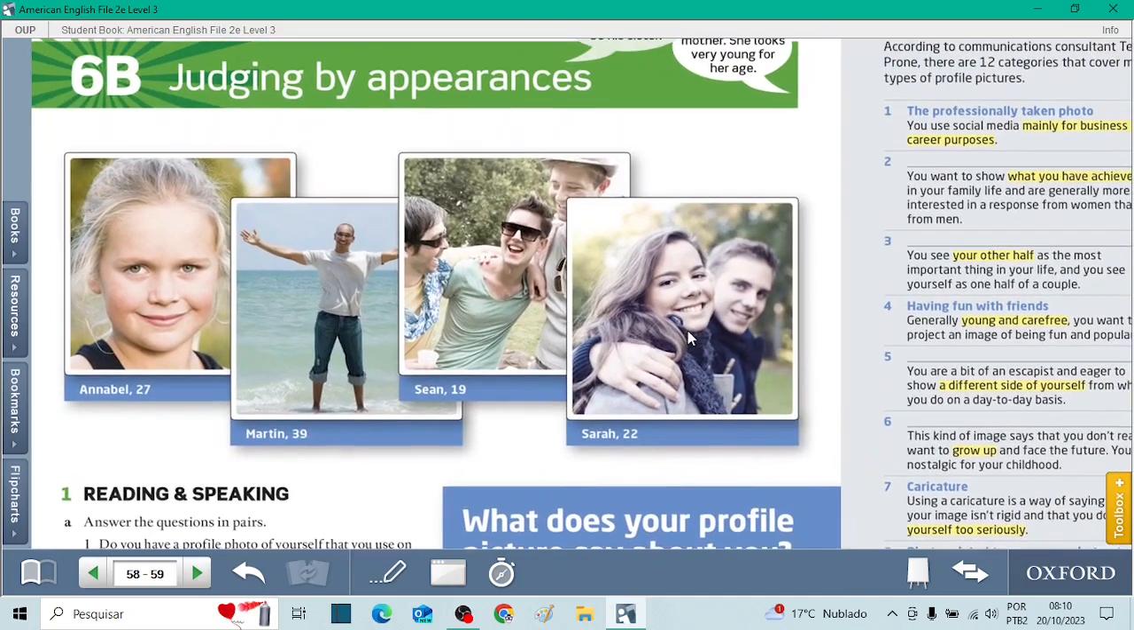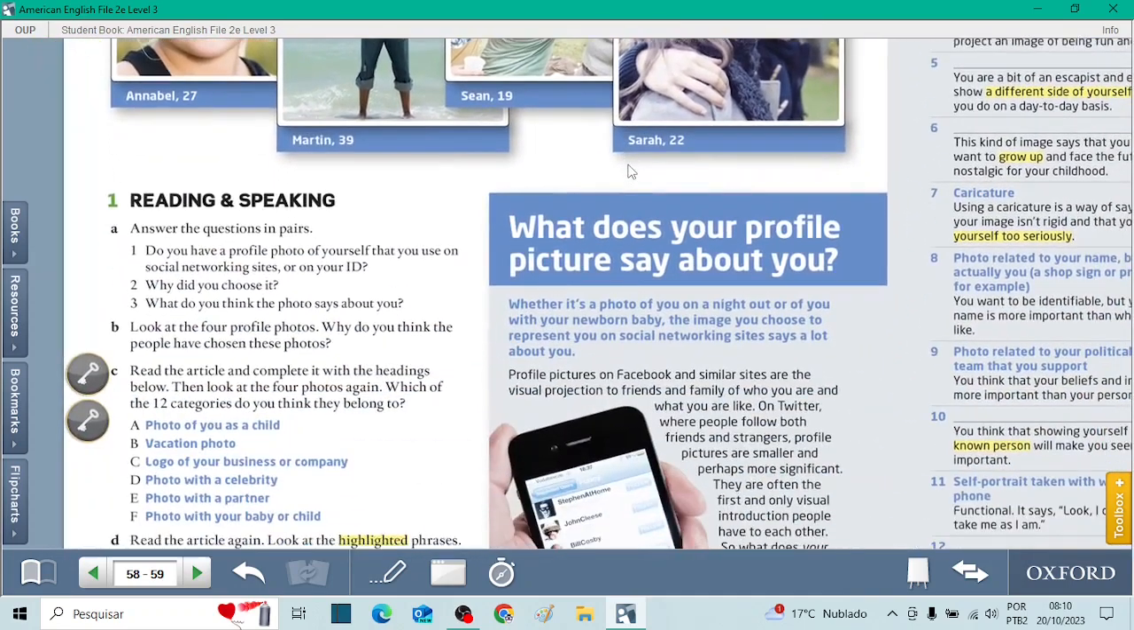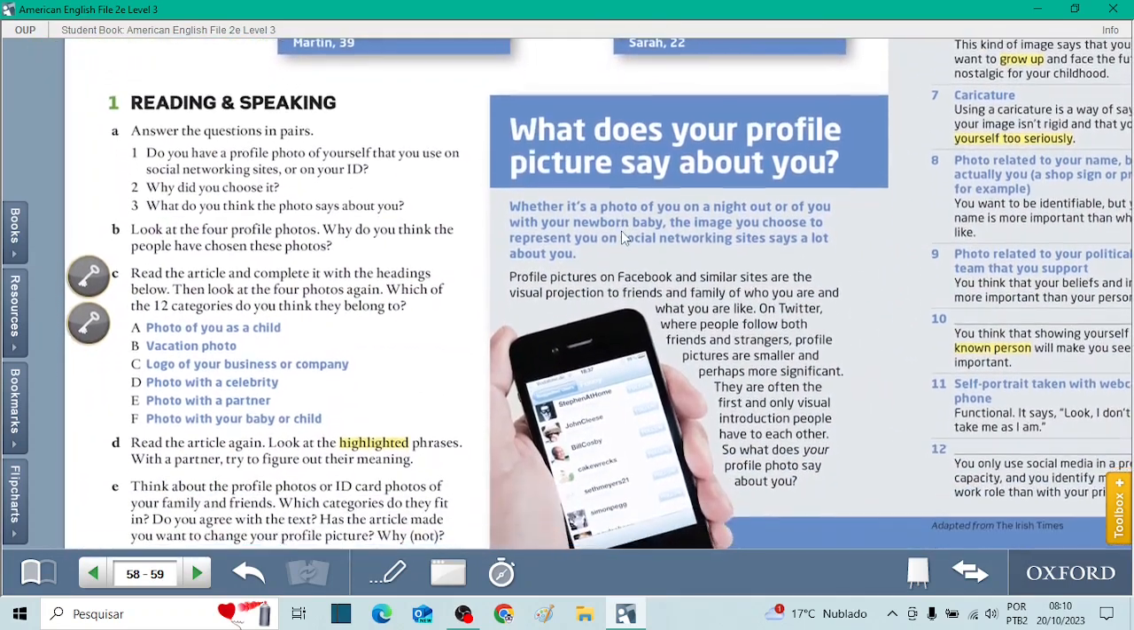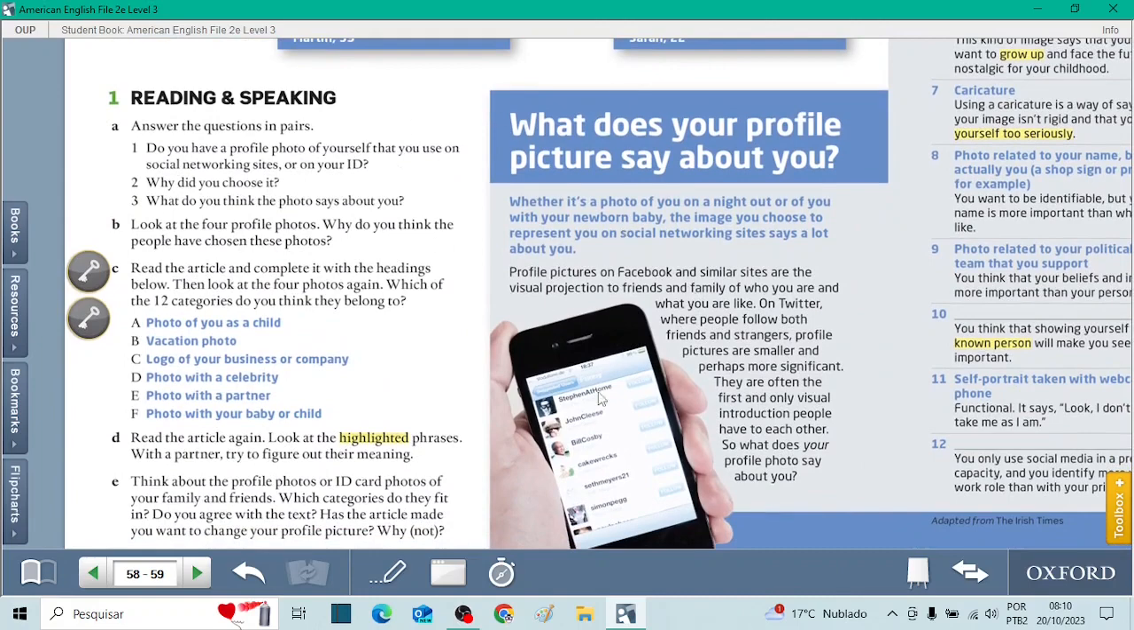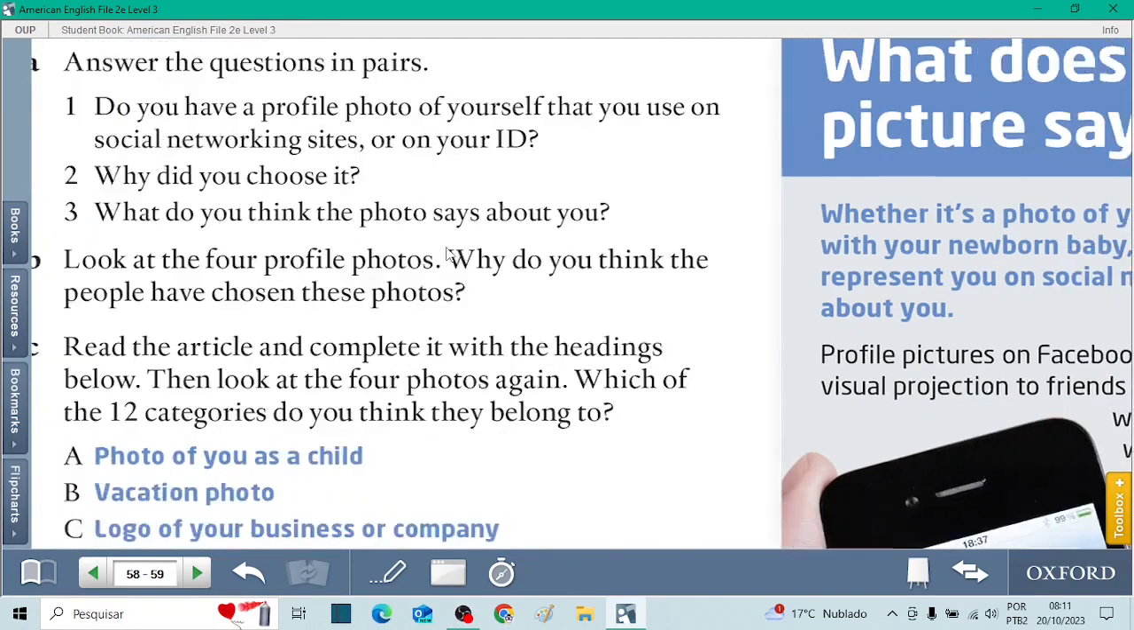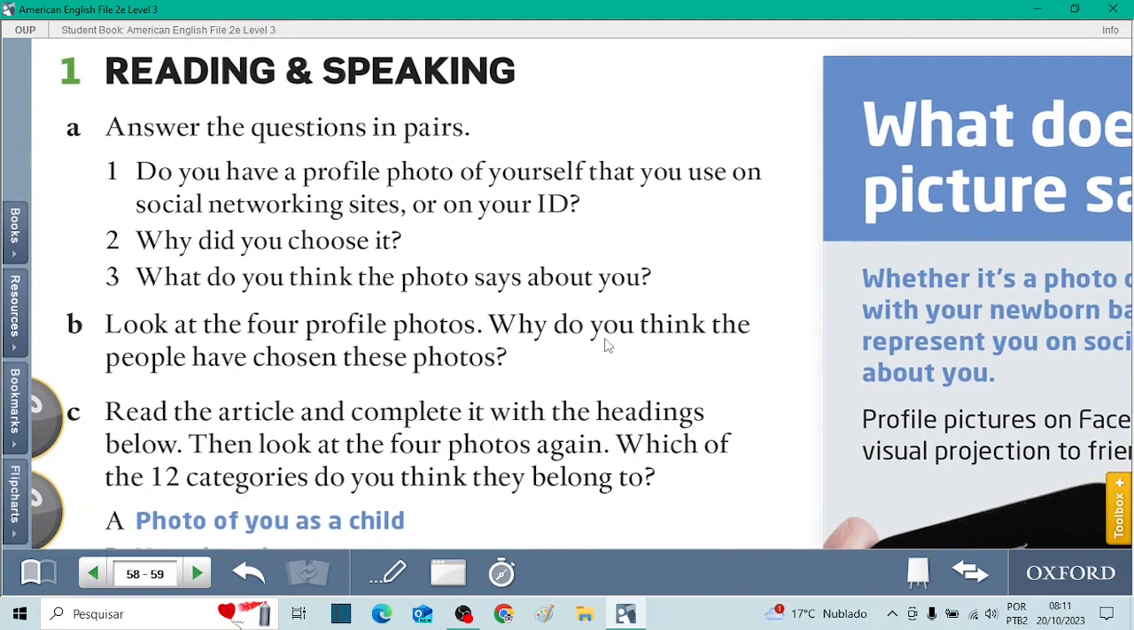So let's start here. Number one, reading and speaking. To start with, you are going to answer these questions here. They are personal questions, okay? So take a look at these three questions and answer them.